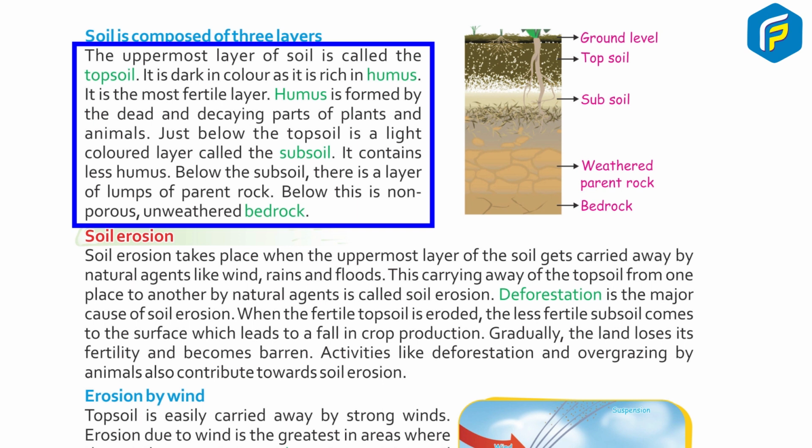Just below the topsoil is a light-colored layer called the subsoil. It contains less humus. Below the subsoil, there is a layer of lumps of parent rock. Below this is non-porous, unweathered bedrock.